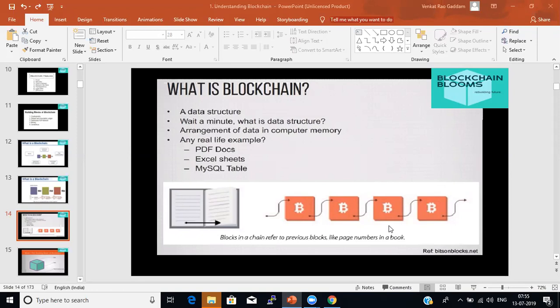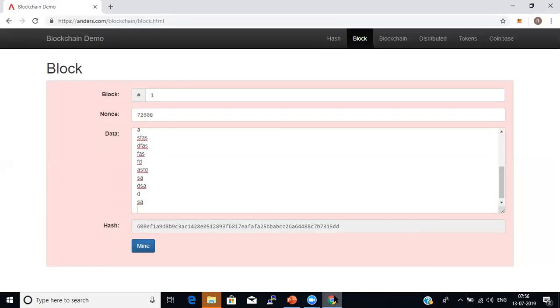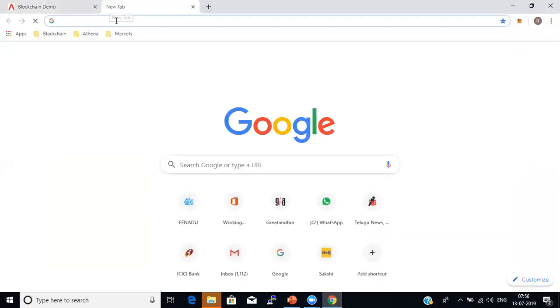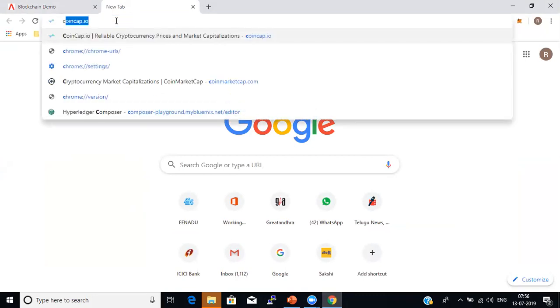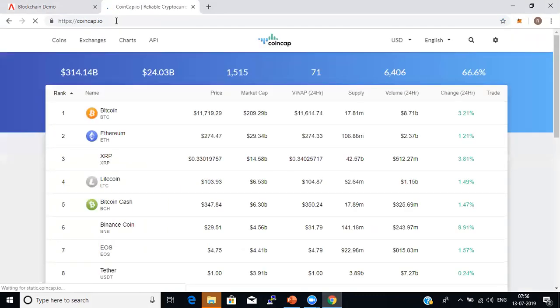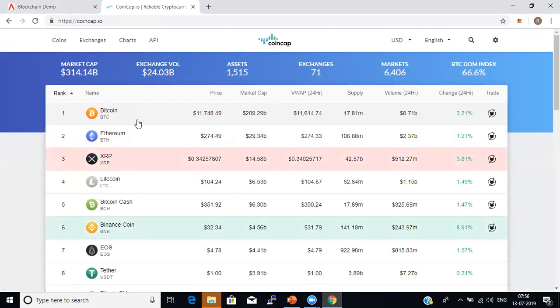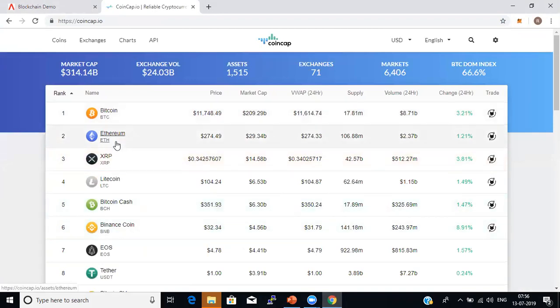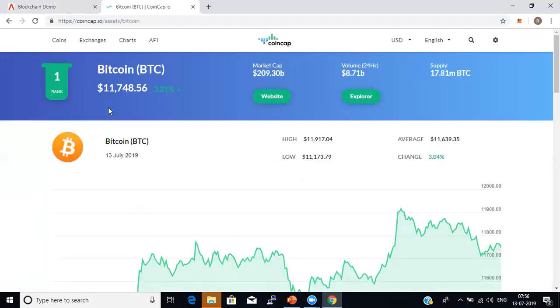So each block you can identify with a single code, that is the hash code. Tomorrow I will go in depth into these blocks and internal concepts. Just for our easiness, I will show you live how hash codes are generated. This is the live operation of Bitcoin, and Bitcoin, Ethereum, Ripple are the three topmost cryptocurrencies. This is the current data, and it is live.